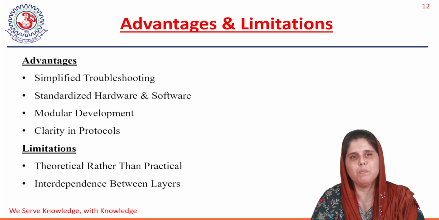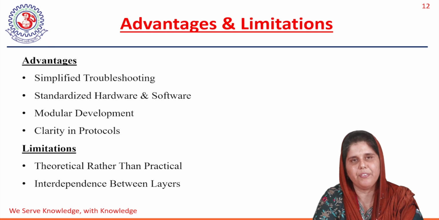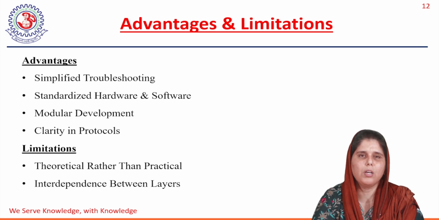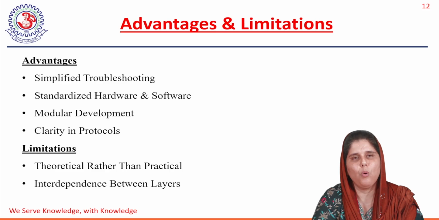And the next one is modularity. Here modularity is available since we have 7 different layers. Modularity will be implemented here. And finally, clarity in protocols. Each layer has its own different types of protocols. So clarity will be more in the OSI model.